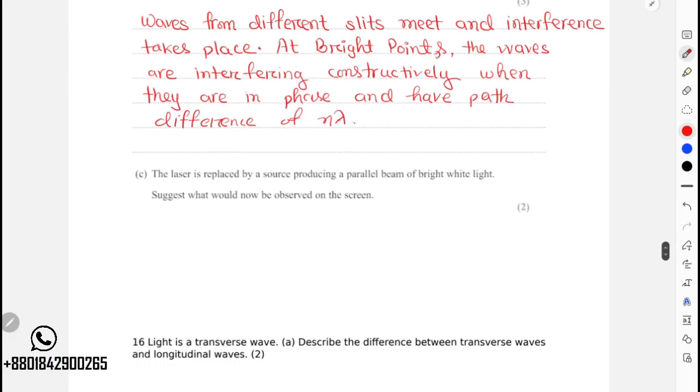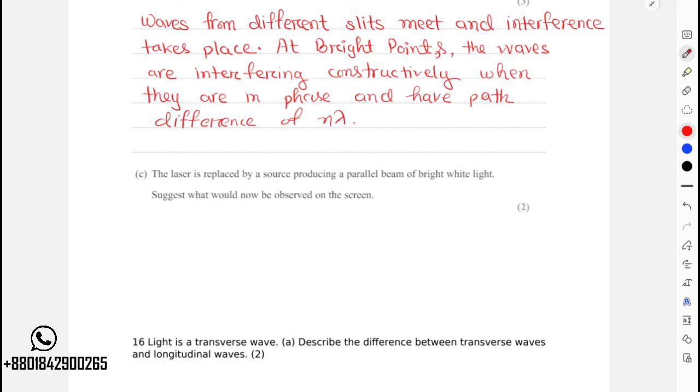The laser is replaced by a source producing a parallel beam of bright white light. State what would now be observed on the screen. Now dispersion would occur, right? Because white light is composed of 7 different colors. During diffraction, when this light travels through the gaps between the lines on the diffraction grating, it will get diffracted. During diffraction, the colors travel at different speeds. So now the 7 colors will disperse and the dispersion effect will be seen, right?